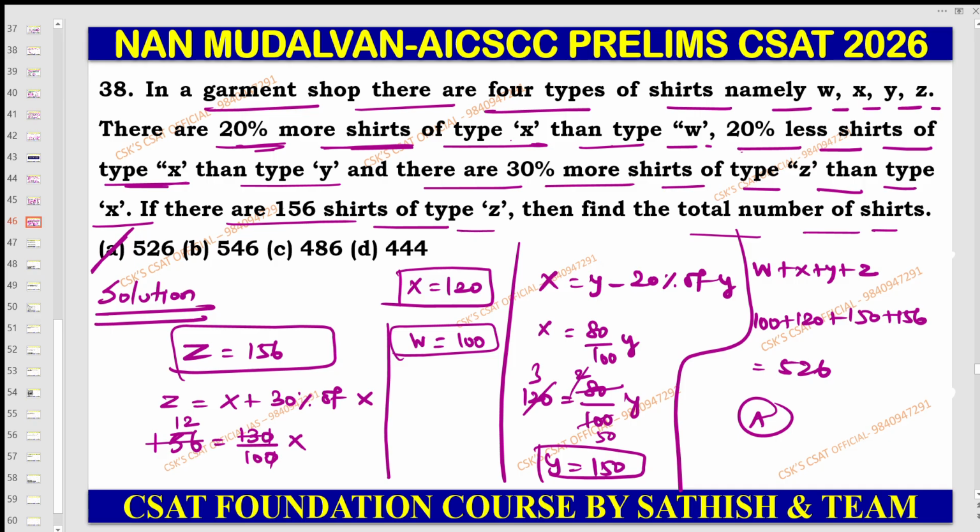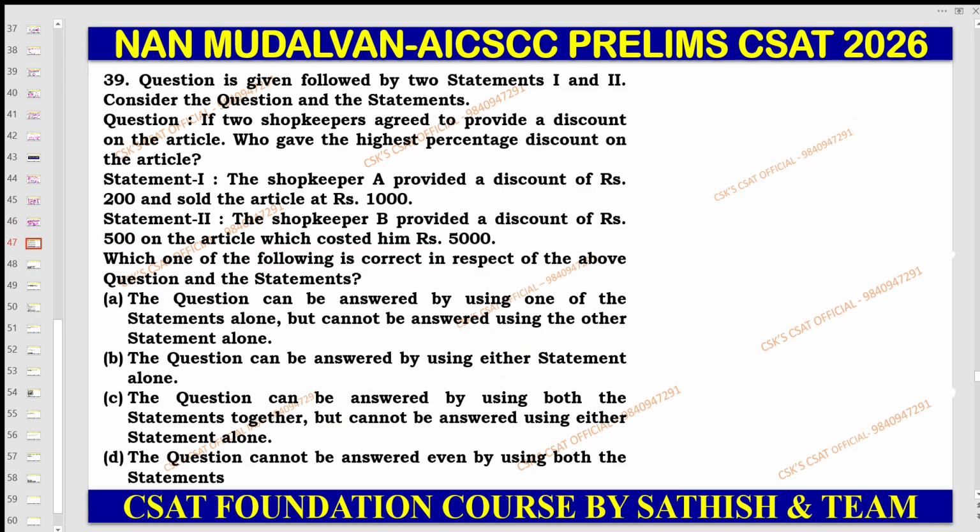Right. So let's move on to the next question. A question is given, followed by the two statements 1 and 2. Consider the question and the statements. Question: If a shopkeeper agreed to provide a discount on the article, who gives the highest percentage discount on the article? Who gives more discount? Right. So this was the question.